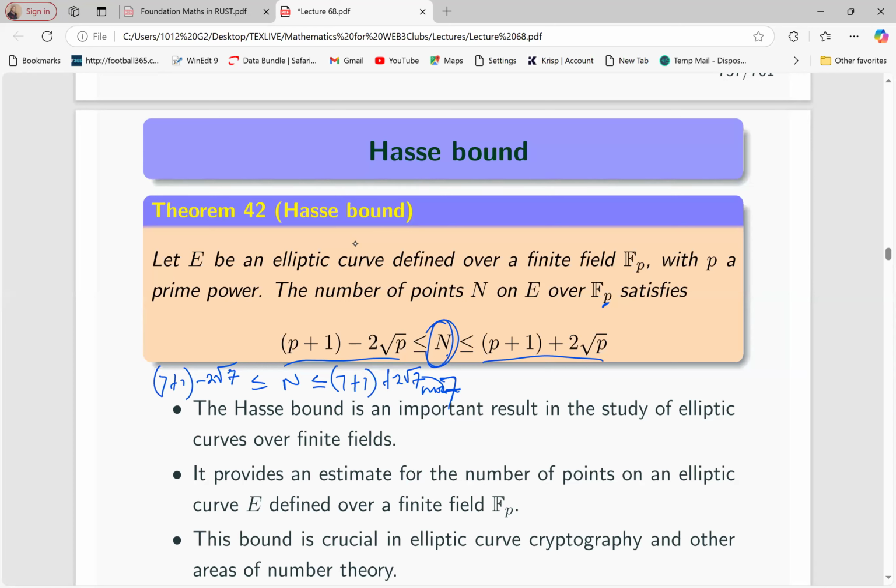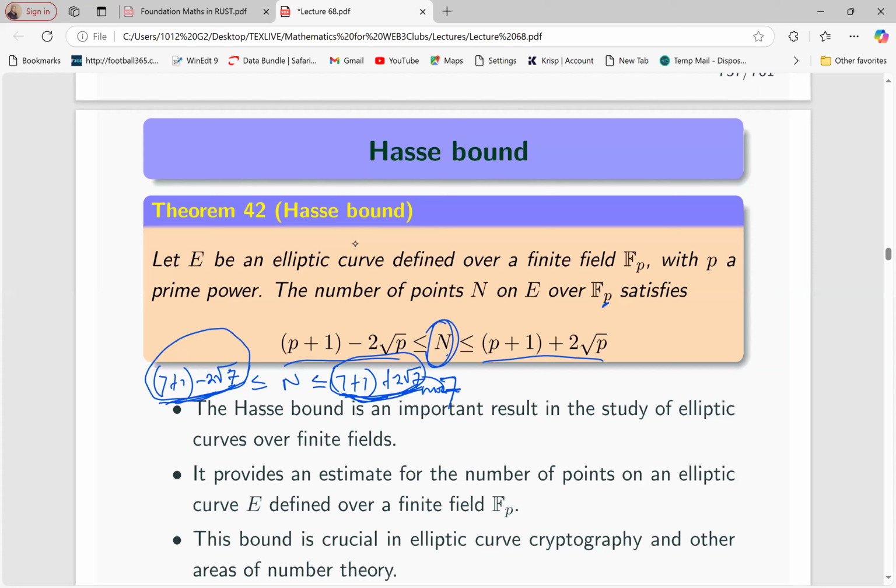They can never be more than this value, and they can never be less than this value. The least they can be is equal to this value, and the most they can be is equal to this value. So they're always very close to p.